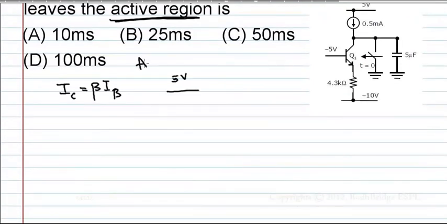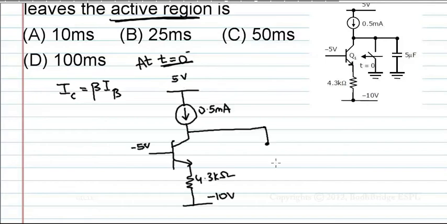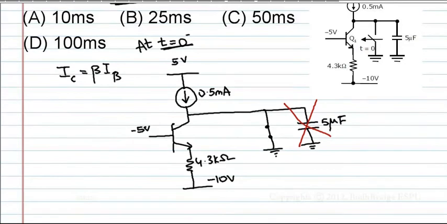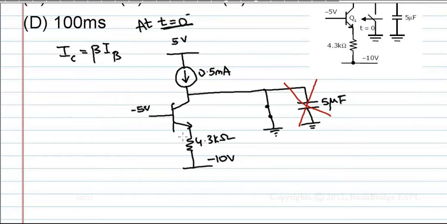At t equal to 0 minus, means just before the instant he has opened the switch, what is the situation? Just before, the switch is closed, so it is in this way. And the capacitor is present, 5 microfarad. We can neglect this. Why? Because it is ground, there is no effect. 0 volt, 0 volt. Therefore, the capacitor cannot charge or discharge. This is the situation we have now.